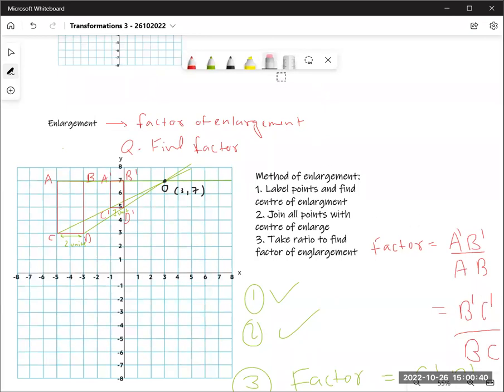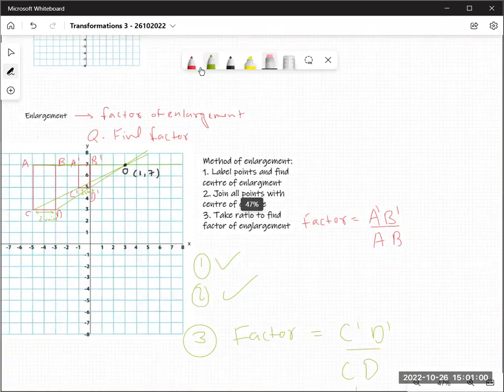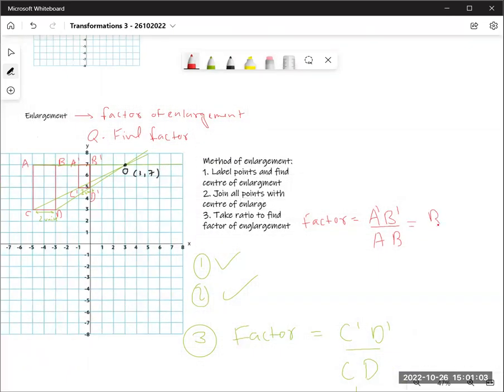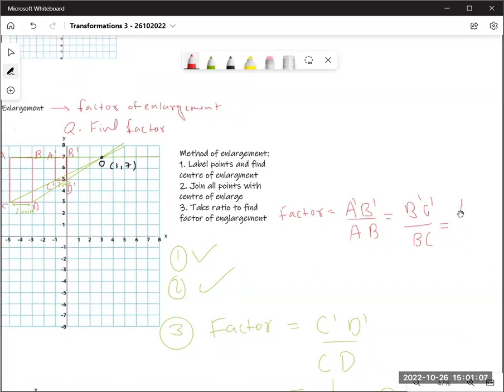What if we take both sides, but one side is giving us a different answer and the second side is giving us a different answer? Then it's not an enlargement. So that's also a method of proving if it's an enlargement or not. All the sides must give the same factor. So let's write it right here: this will be equal to B dash C dash by BC, and this will be equal to A dash D dash by AD.